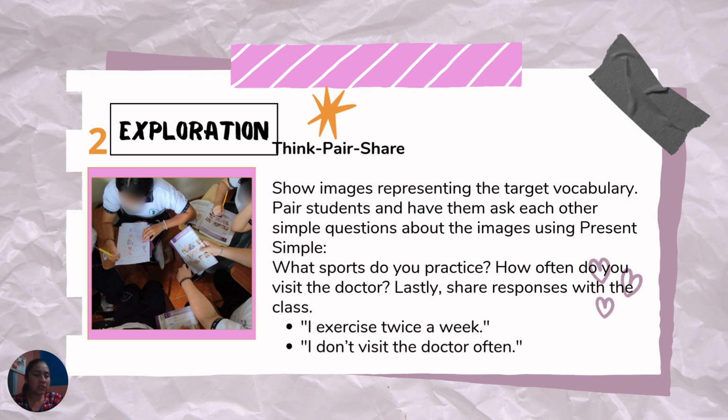Also, the teacher could write some sentences on the board in present simple, explaining to the students that the present simple is going to be used when people want to talk about habits or routines, as these two examples that we have over here. The first one, I exercise twice a week. This is a routine, right? Or I don't visit the doctor often. Also, this is a routine, but this is a negative sentence.